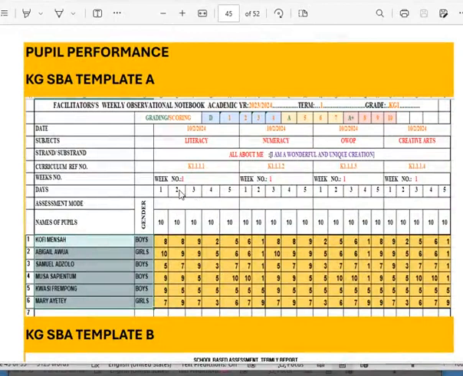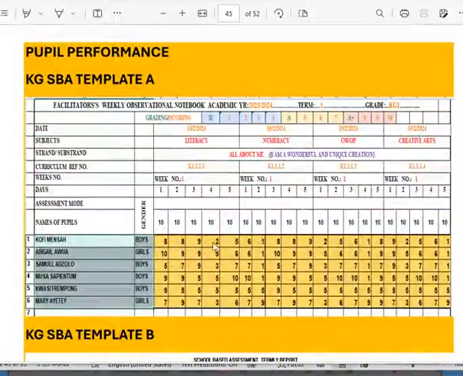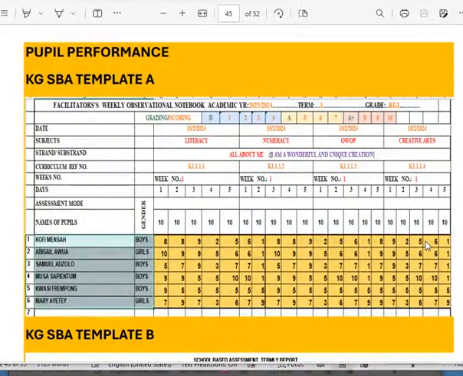Okay, then day 2, you taught the lesson, and Kofi Mensah had the same 8. So it goes on and on for all the pupils, for all the subjects on a daily basis within the week. So on a daily basis within the week, you have to make sure that you assess the performance of the pupils at the KG level. So you accumulate all this in a gradual manner, cumulatively.